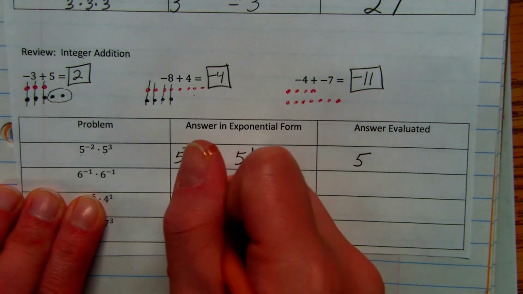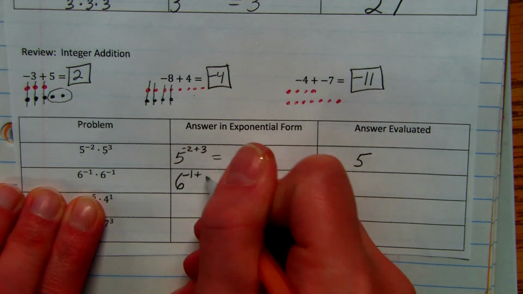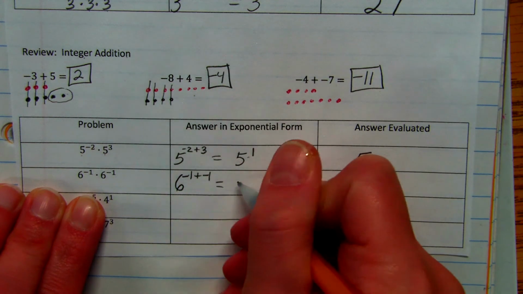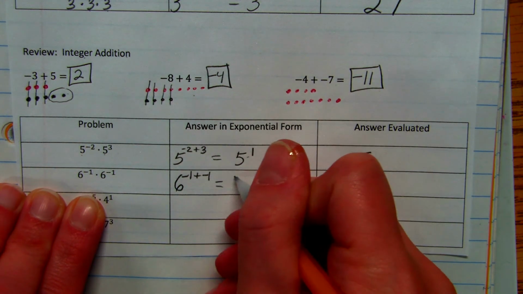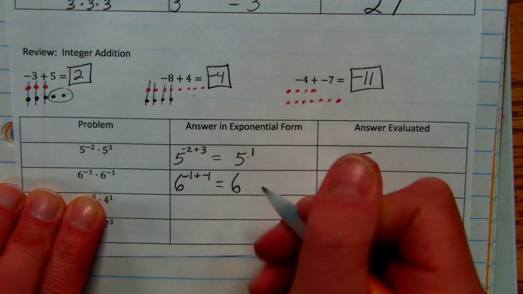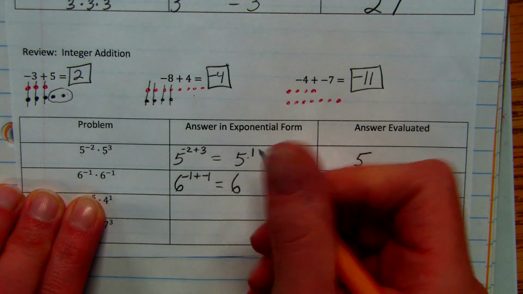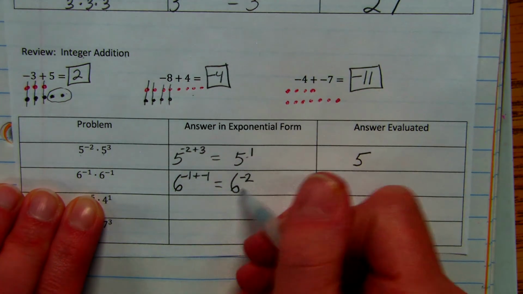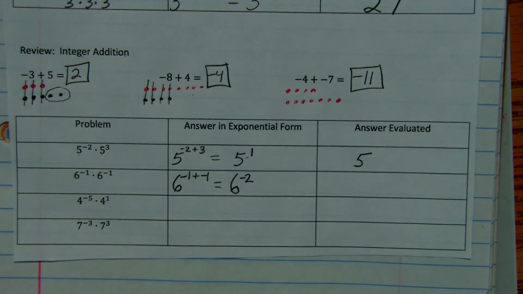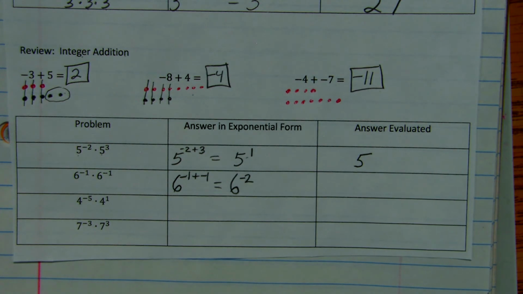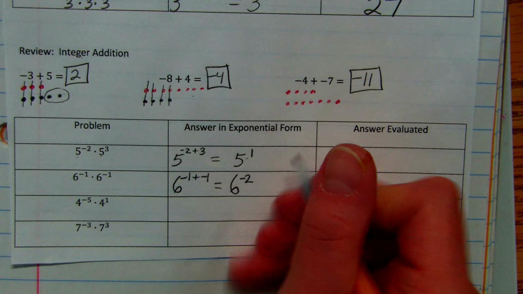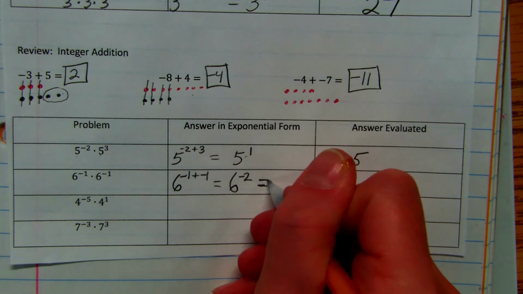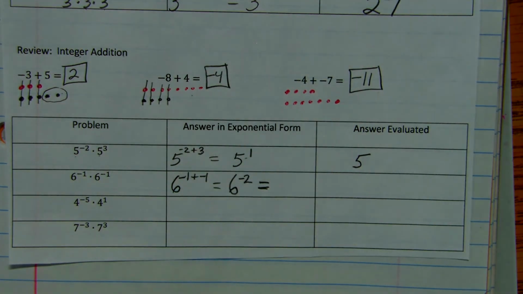Okay, so down here, I have 6 to the negative 1 and 6 to the negative 1. So I'm going to have 6 to the negative 1 plus negative 1. So that'd be a red chip and a red chip, and nothing would cancel. I just have 2 red chips, which means that this power would be 6 to the negative 2. This is exponential form. Now, on your worksheet, it's not going to let you leave your exponential form with negative exponents. So I'm going to show you how we can write everything with positive exponents.